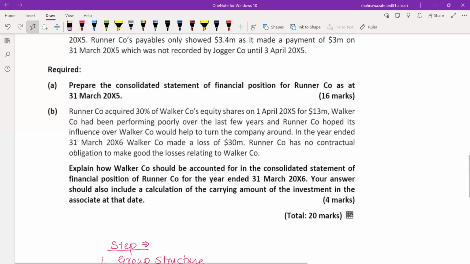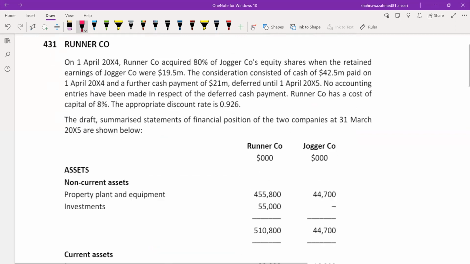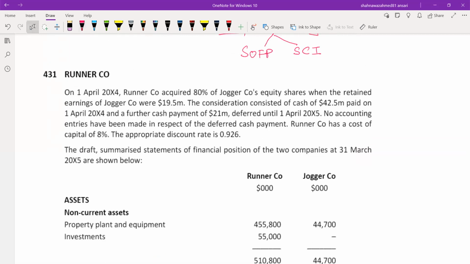So the requirement of the question is prepare the consolidated SOFP for Runner Co. as at 31st March 20X5. Now let's see the question. 31st March 20X5. This is the year end. So 1st April 20X4, that is the beginning of the year, Runner Co., which is a parent company, acquired 80% shares of Joggers Co., which is a subsidiary, when the retained earnings of Joggers Co. was 19.5 million. This is retained earning at acquisition, 19.5 million.